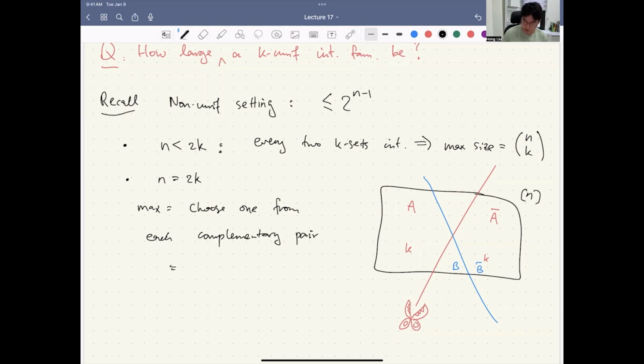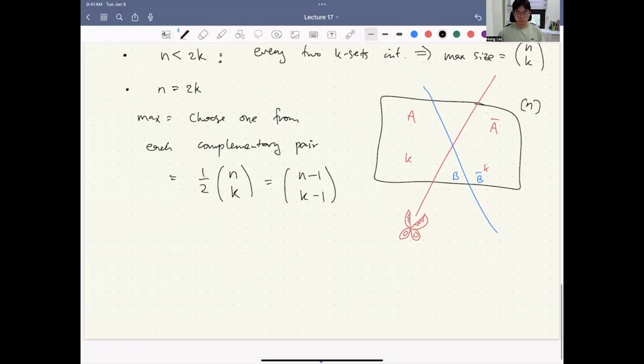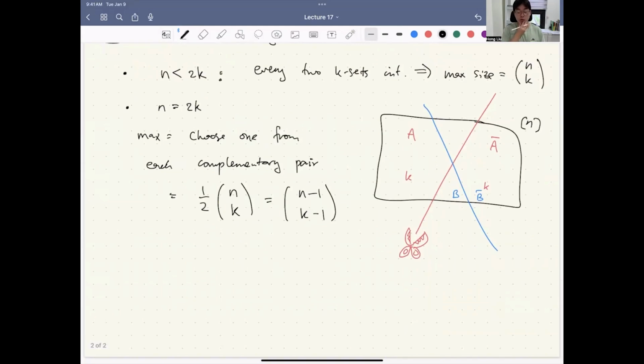And what's the size? We have 1/2 times the total number of pairs, n choose k. That's the size. And actually, if you work a little bit, this number equals n minus 1 choose k minus 1 when n equals 2k. So the non-trivial case is when n is greater than 2k. That's what we're going to address.